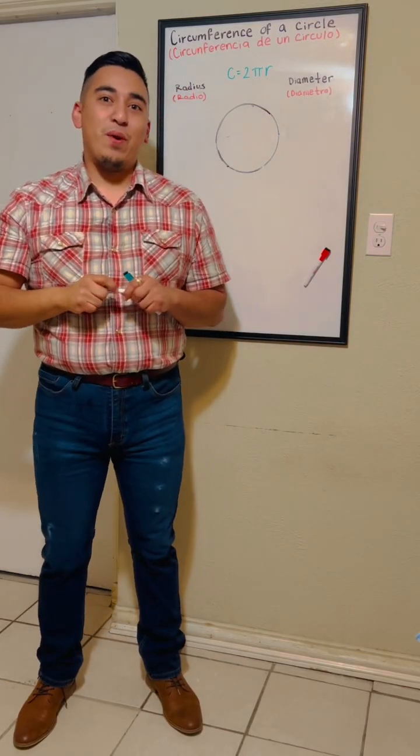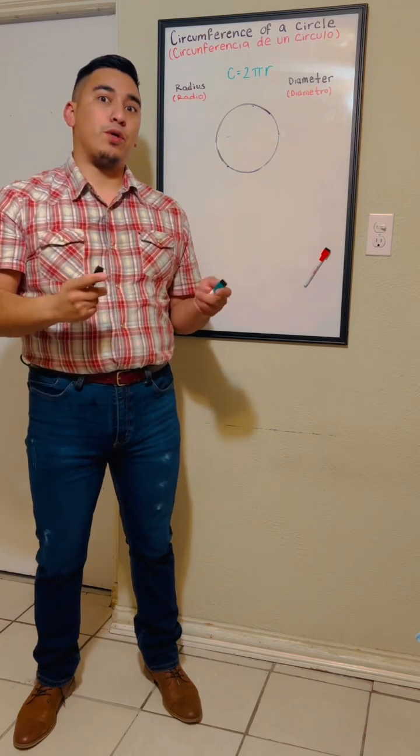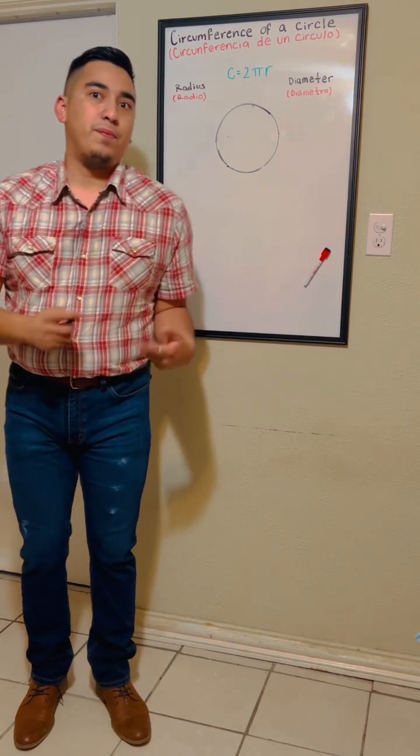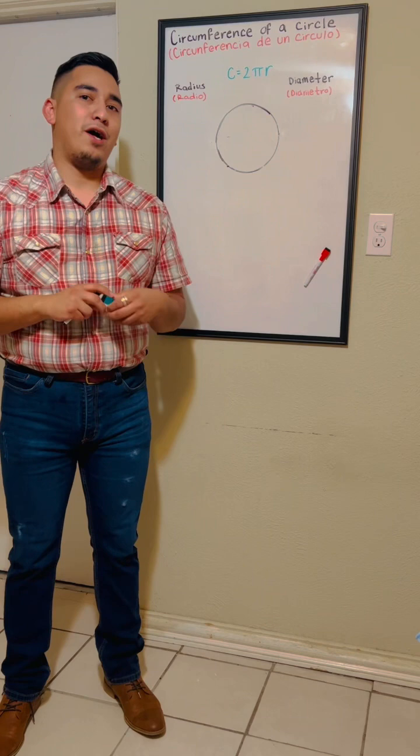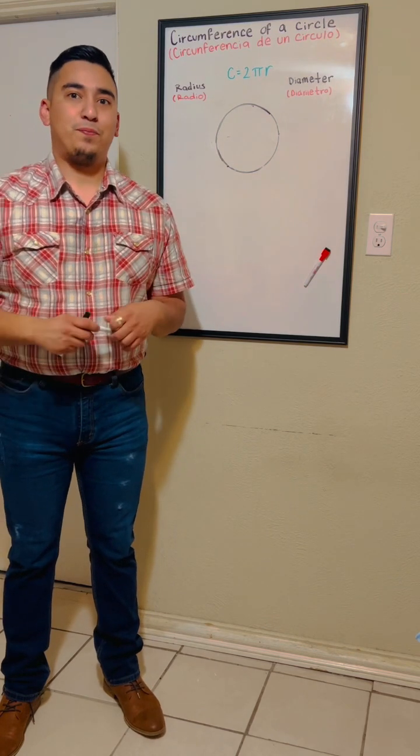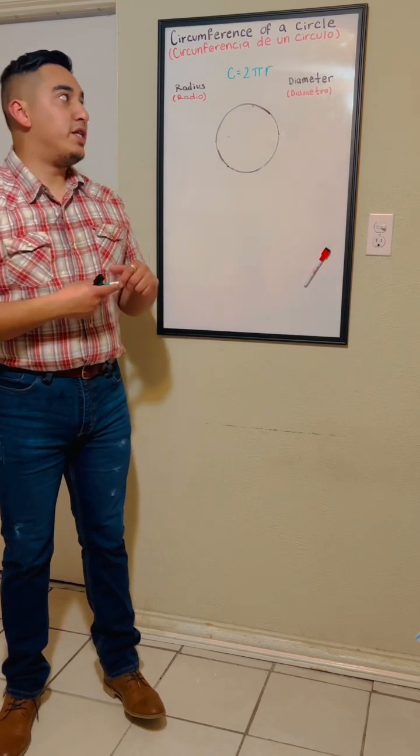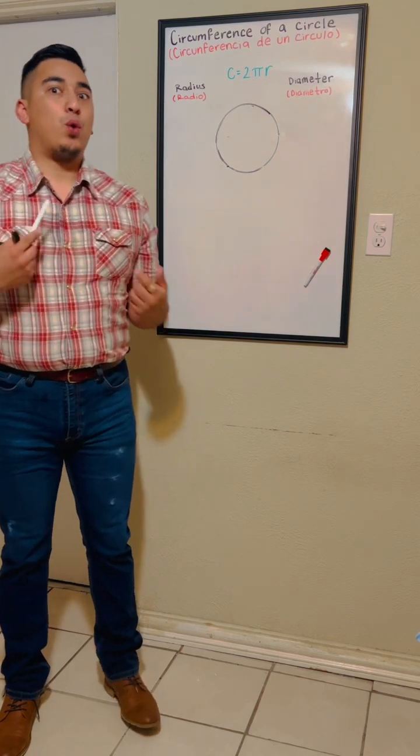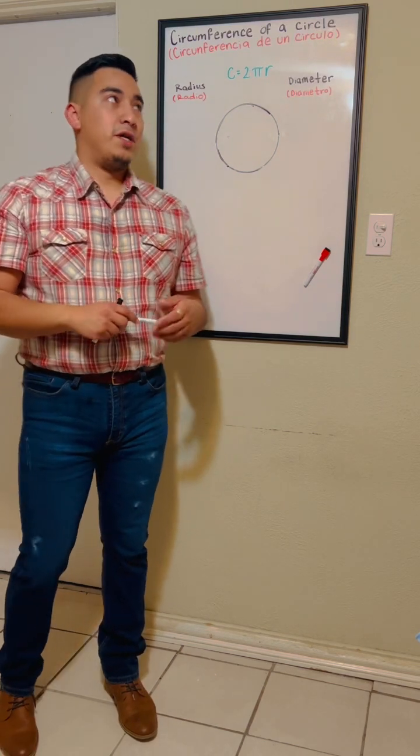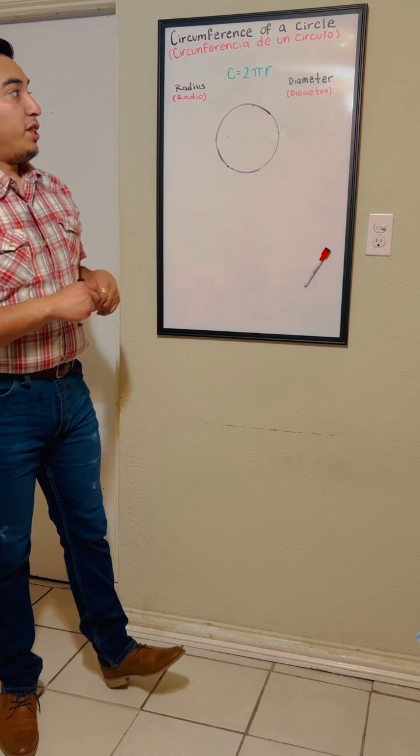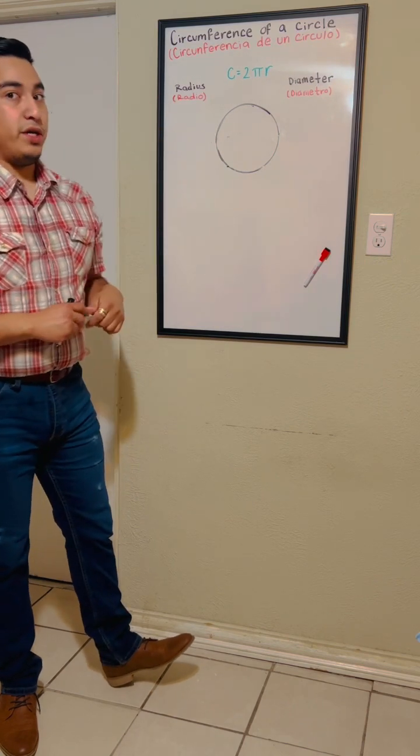Hello class, today we're going to be talking about the circumference of a circle and how we find it. But before we get started, does anyone know what a circle is? Yes, a circle is a round shape that has no corners and no edges. So here, as seen on the whiteboard, this is what a circle is.